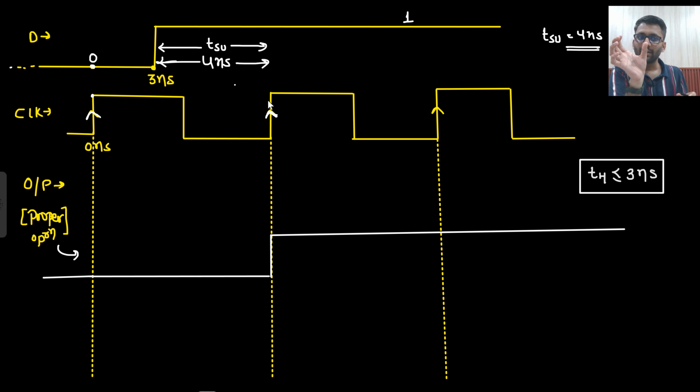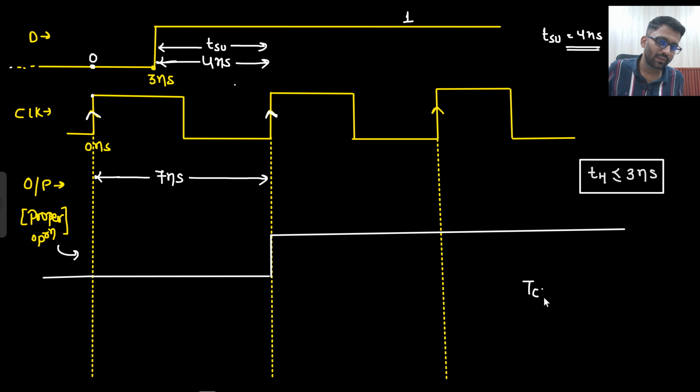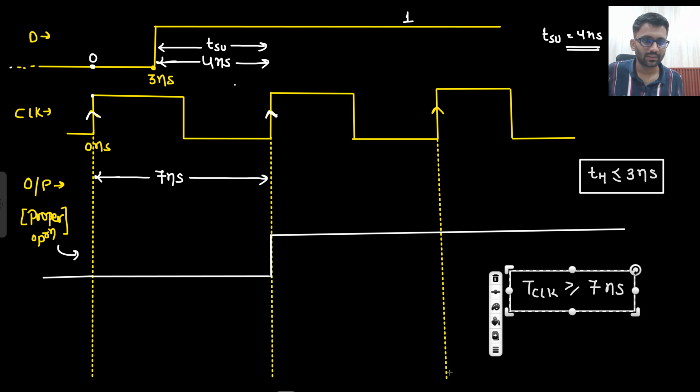So this is your threshold. This is the least requirement, right? So what will be this complete window? From here to here it is 3 nanosecond. 3 plus 4, this complete window is 7 nanosecond, right? So your T clock should be greater than or equal to 7 nanosecond. So that's it. This is your answer for T clock.